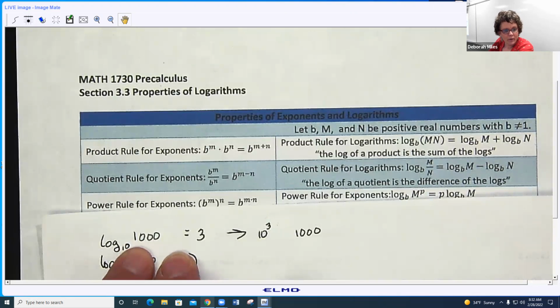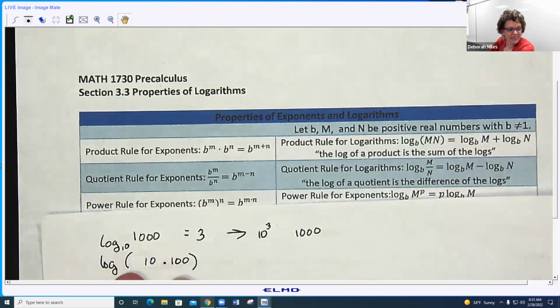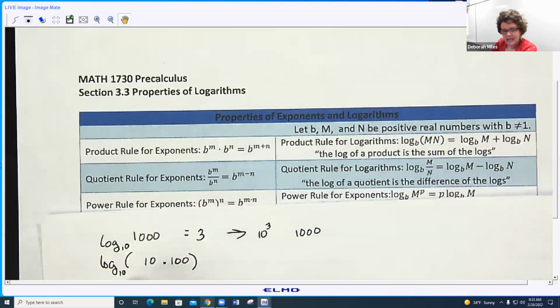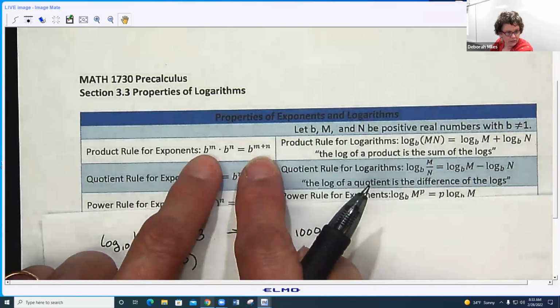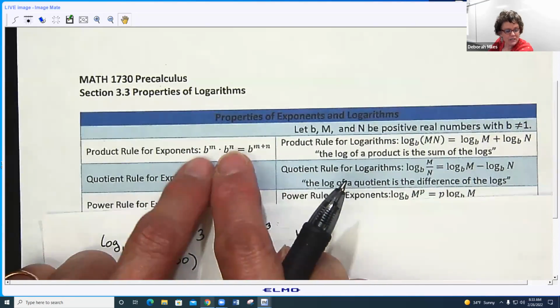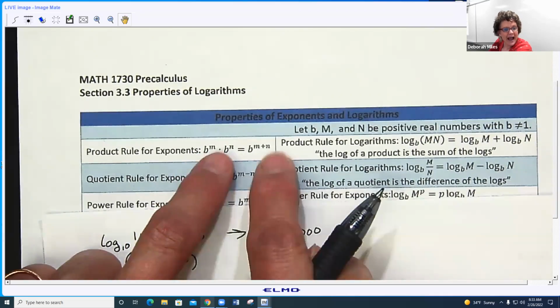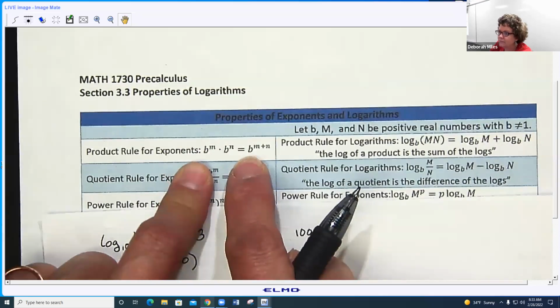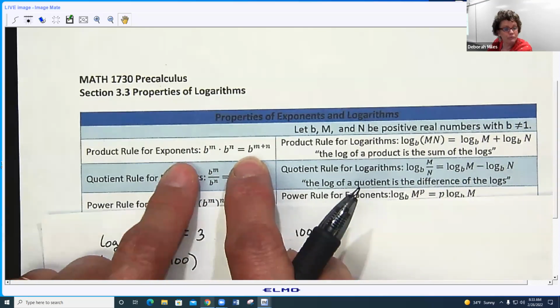All right. Now, we already know that, and we can check it. What if we wanted to find that answer a different way? What if we wrote log base 10 of 1,000 as log, it's still base 10, of 10 times 100? What I'm going to show you is why this property works. This property, the product rule for exponents, says if you multiply two expressions with the same base, you add their exponents. That's the product rule for exponents.